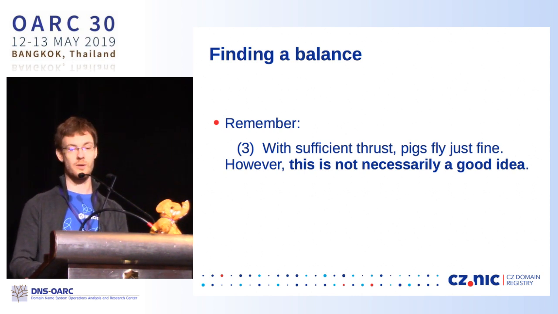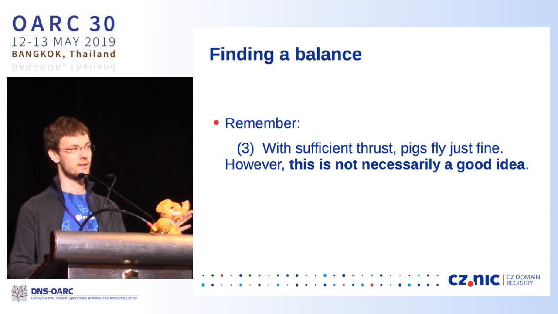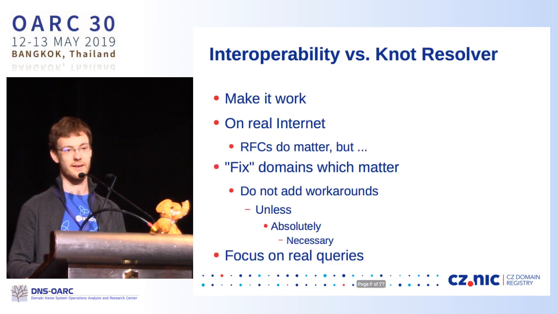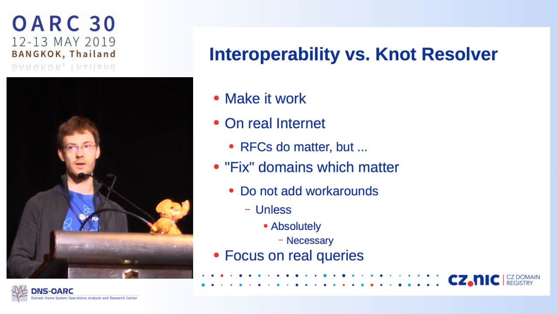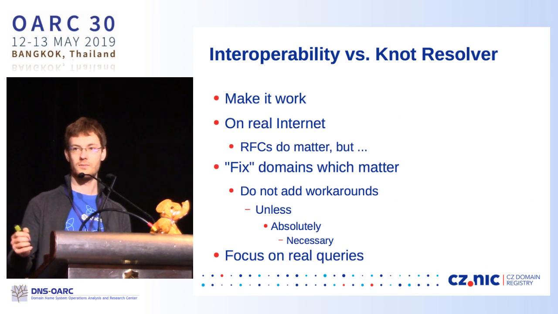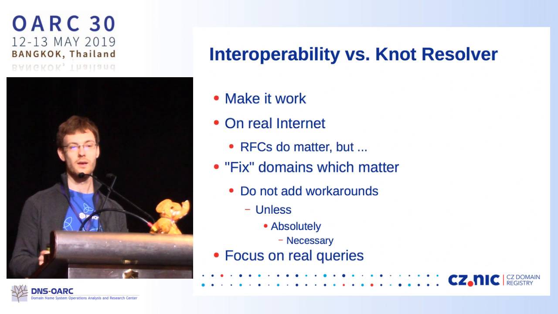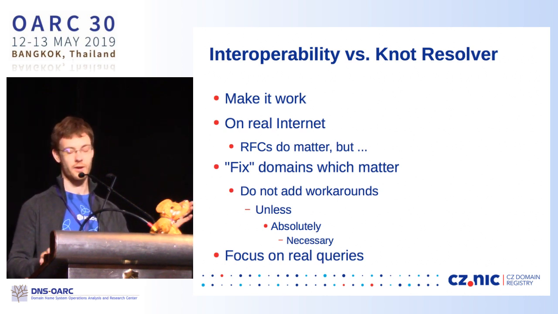But the problem is that we shouldn't make pigs fly, and that applies to DNS protocol as well, because some of domains are just too broken, and we just should let them die. So in practice, interoperability is about finding the balance between the stuff which has to work because it's Google, Facebook, and YouTube, and the rest which, well, doesn't warrant workarounds.